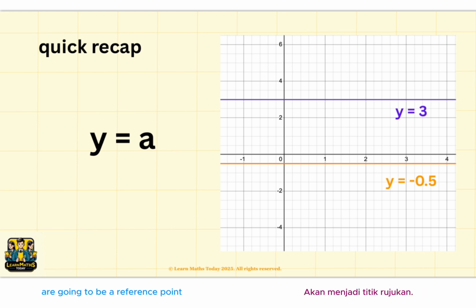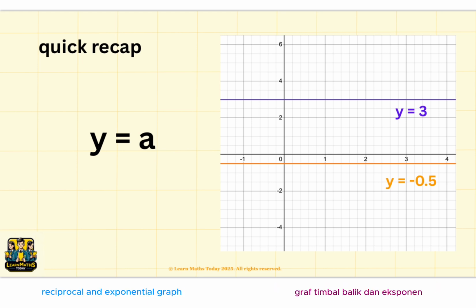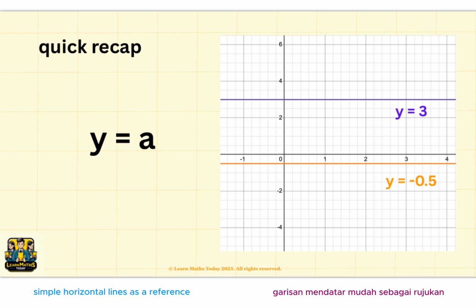These horizontal lines are going to be a reference point in the future. When we start looking at cubic, reciprocal, and exponential graphs, you will see the graphs curving and bending. But remember to compare them to the straight, simple horizontal lines as a reference.